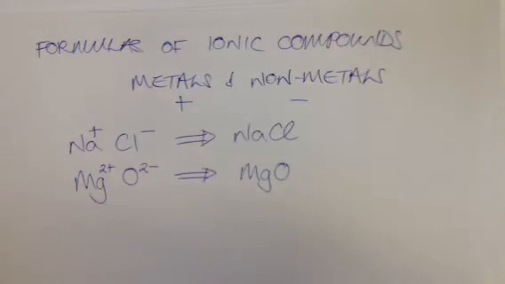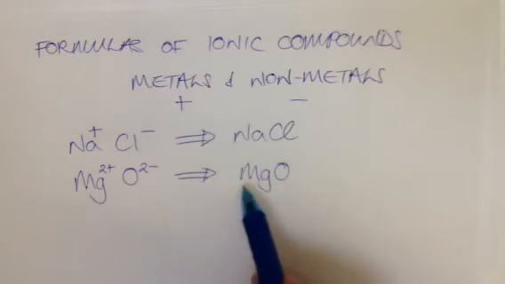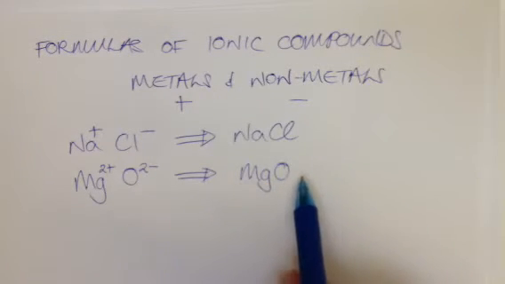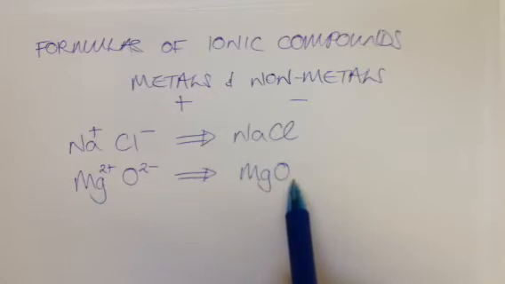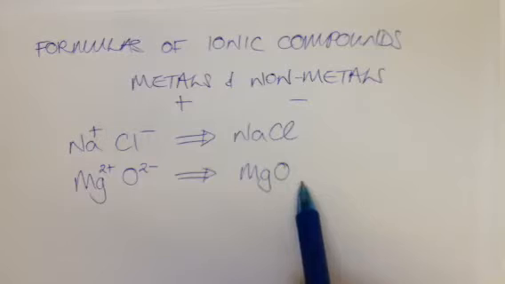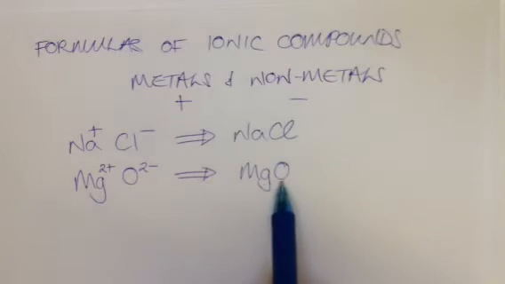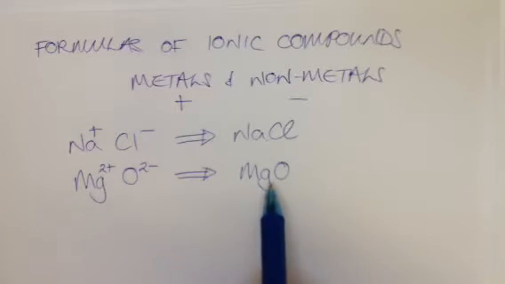Now remember, the aim of the game is to balance the charges, but we also need the lowest whole number ratio of elements in the compound. Okay, so we could balance this with 2 magnesiums and 2 oxygens, or 10 magnesiums and 10 oxygens, but we want our subscripts to be the lowest whole number ratio, and in this case that's the 1-to-1 ratio.